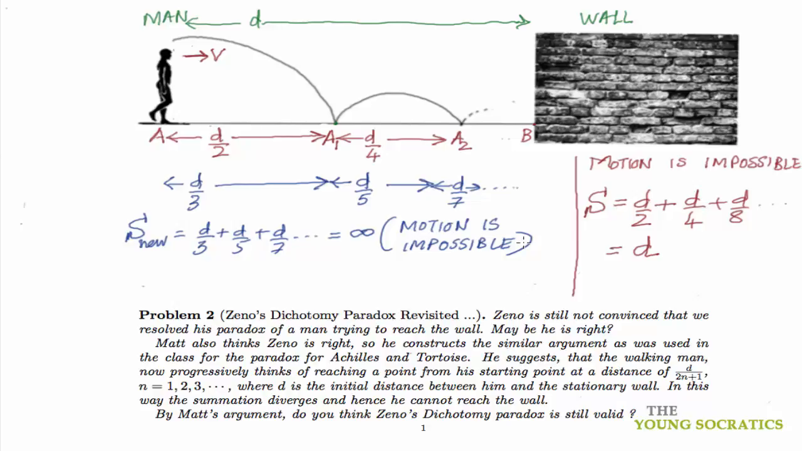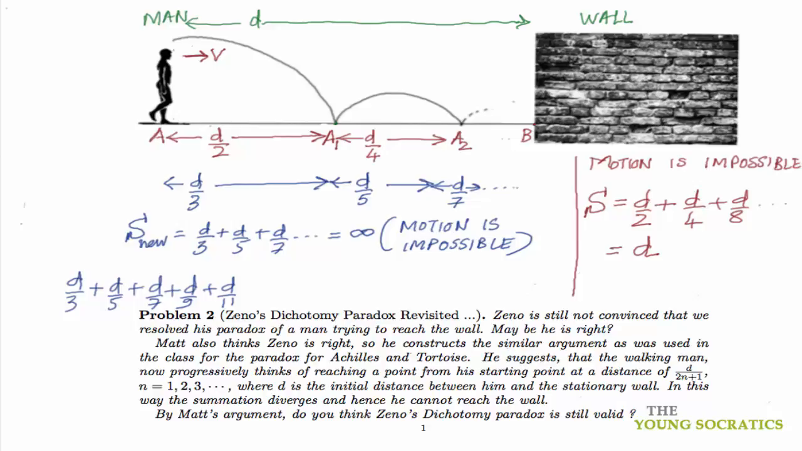Basically, this is a trick question. Matt made a very silly mistake. When the man covers d/3 and d/5, d/7, such kinds of distances subsequently, Matt is basically assuming that he will just crash into the wall and keep on traveling. Why? Because if you just add a few of these distances, d/3, d/5, d/7, d/9, d/11, we can quickly check that.